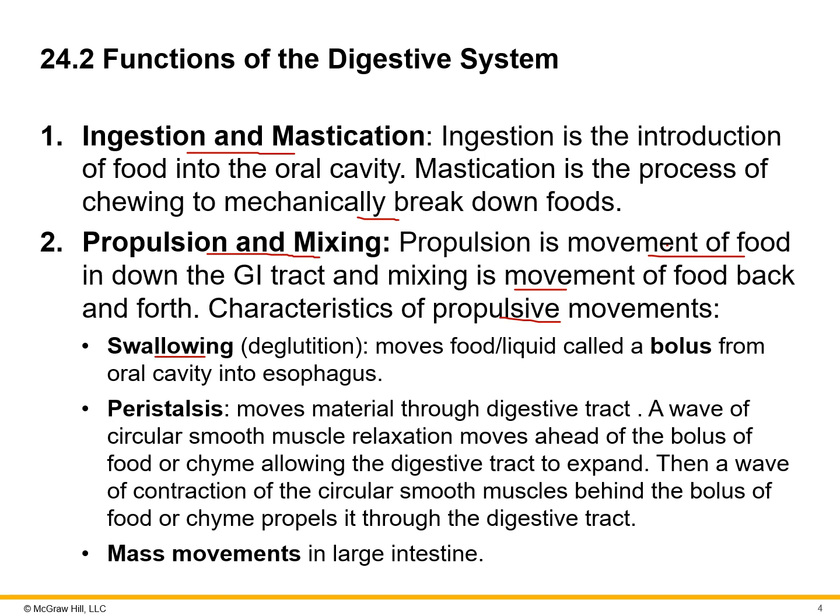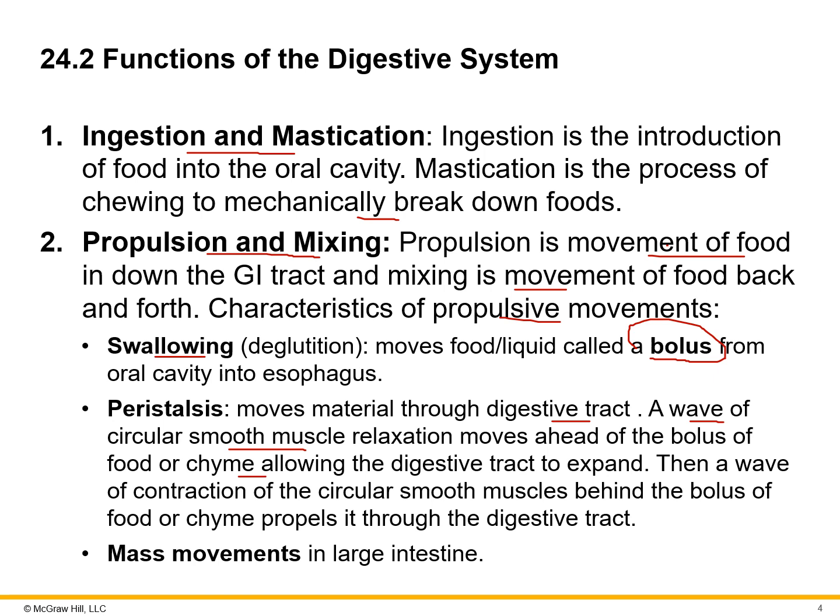So we think about propulsion movements, including swallowing or deglutition. This is the moving of this liquid in food, which is called a bolus, from that oral cavity through the esophagus. Then we have peristalsis, and this is the movement through that digestive tract. And this occurs in a wave that's provided by smooth muscle contraction and relaxation that moves that bolus and then into chyme. We'll talk more about that whenever we get to the intestines.